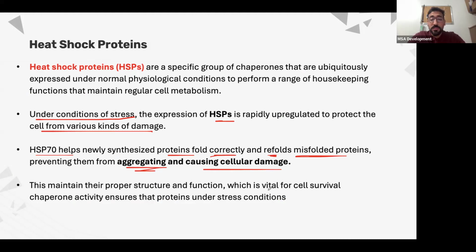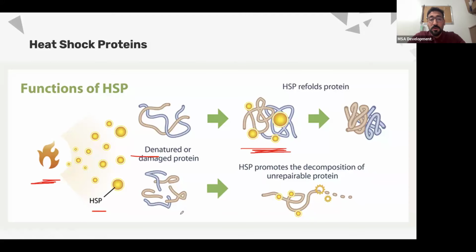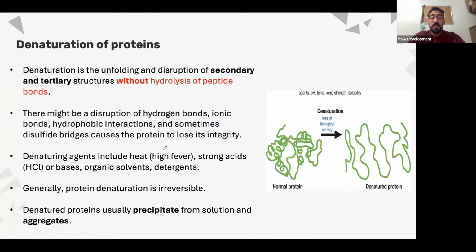This maintains their proper structure and function, which is vital for cell survival, and chaperone activity is important under stress conditions. So this is the picture from your slides regarding the heat shock protein. And now, going into the concept of denaturation, let me repeat the concept again. We have a fully folded, fully functional protein.